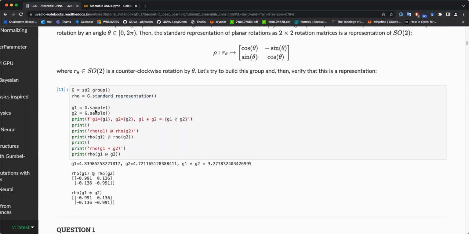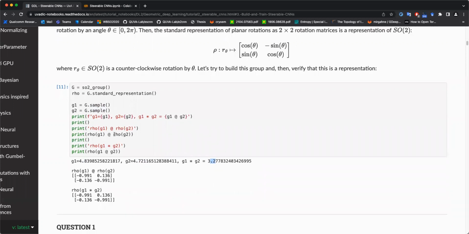And we can now verify that if we take 2 random rotations in SO2, so for example, a rotation by 4.8 radians and 4.7 radians, we can combine them to generate a rotation by 3.27 radians. But now we can also generate the corresponding representations as rotation matrices, which of course we can combine, and we verify that the 2 operations give us the same result.